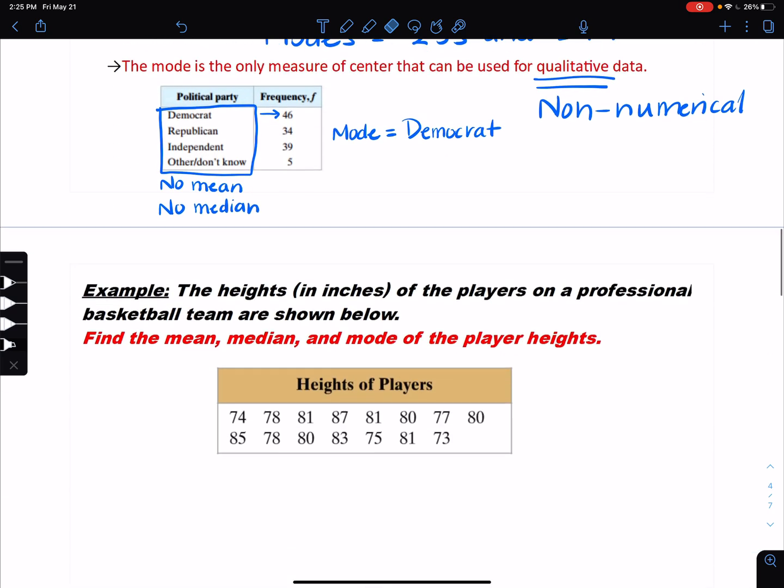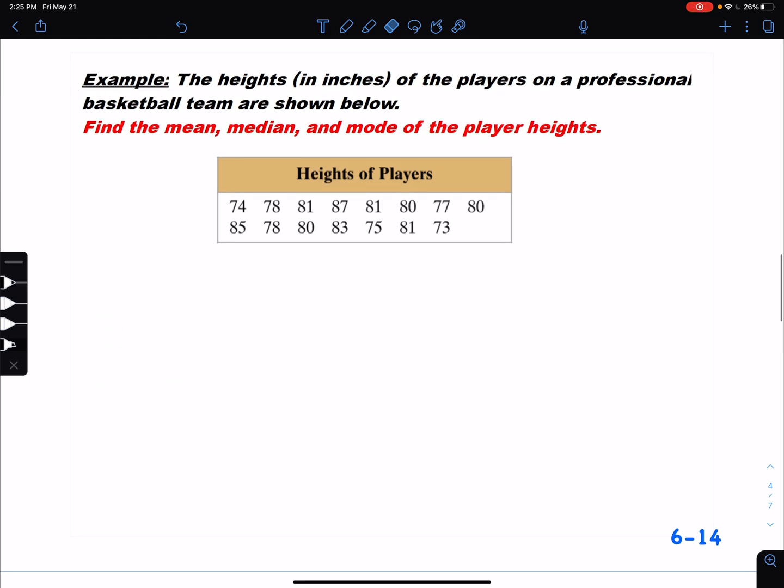All right, so let's do one more example together, and then you're going to go into your practice and start working through these on your own. And we're going to go with a quantitative data set, numerical data set. And in the case of a numerical data set like what we have here, we can talk about all 3 measures of center: the mean, the median, and the mode.